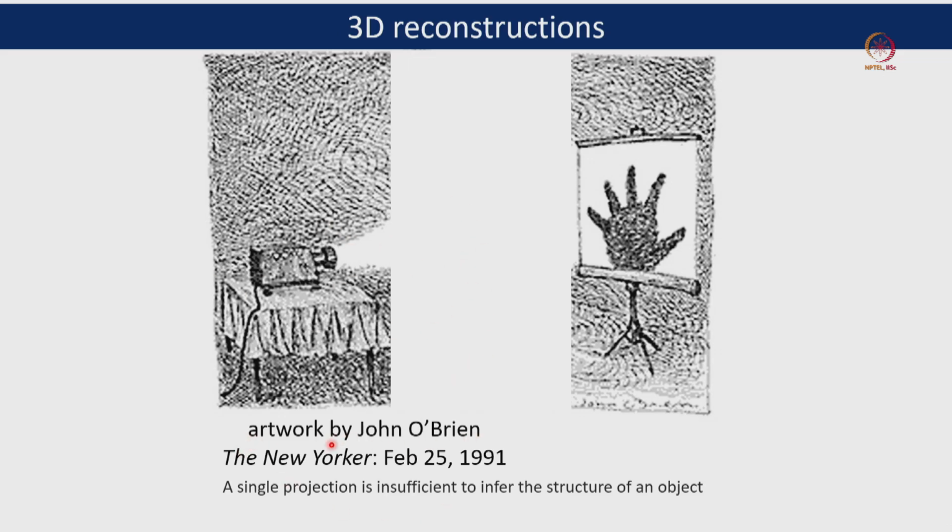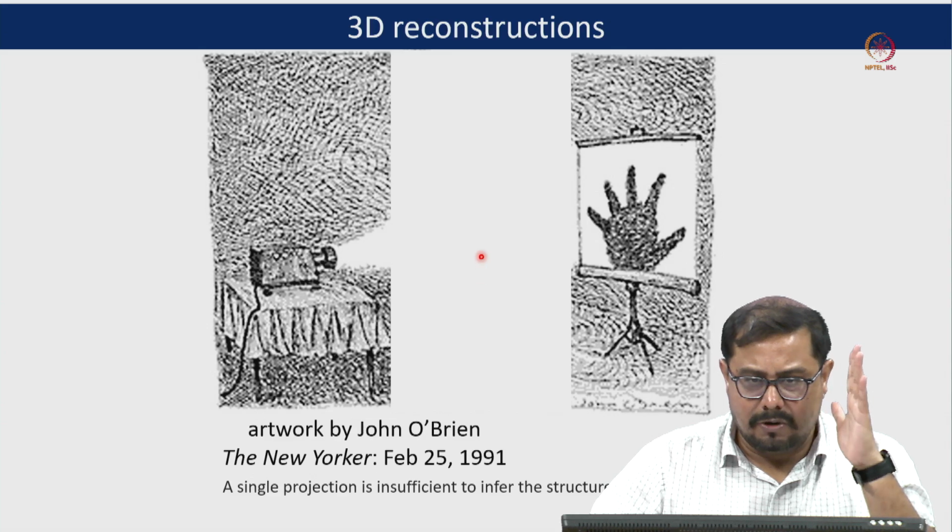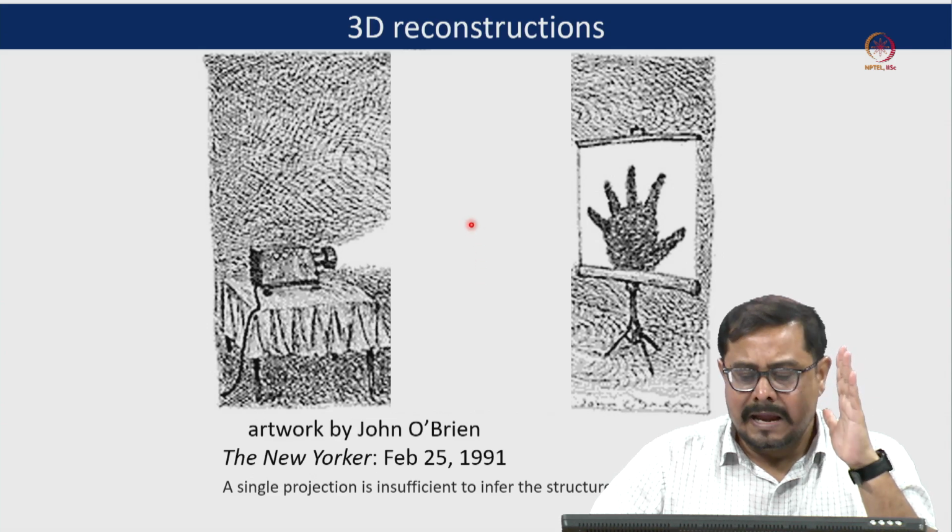This is taken from this particular image, and here you can see that there is some object and then there is a camera. If I ask you what kind of object is inside, then looking at this image, it looks like you have a hand in between here, and that is the projection you are getting here.